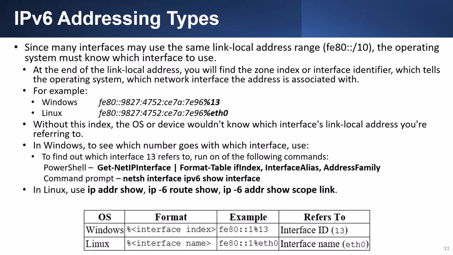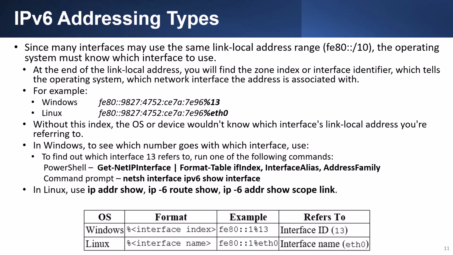Since many interfaces may use the same link-local address range, the operating system must know which interface to use. At the end of the link-local address, you'll find the zone index or interface identifier, which tells the operating system which network interface the address is associated with. In Windows, it might end with something like %13. In Linux, it might end with %eth0. Without this index, the OS or device wouldn't know which interface's link-local address you're referring to.